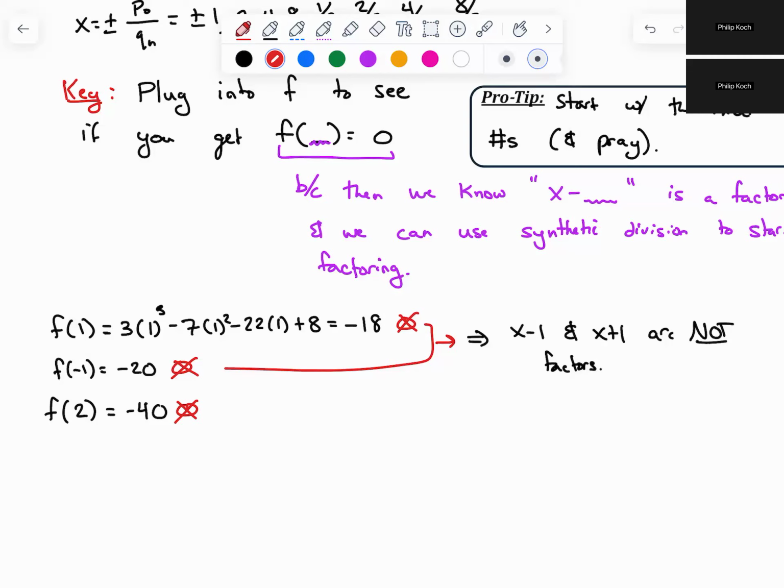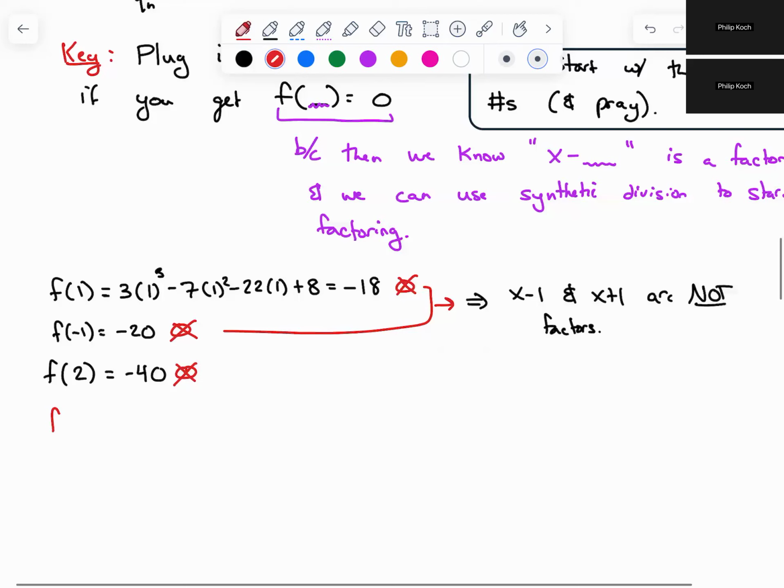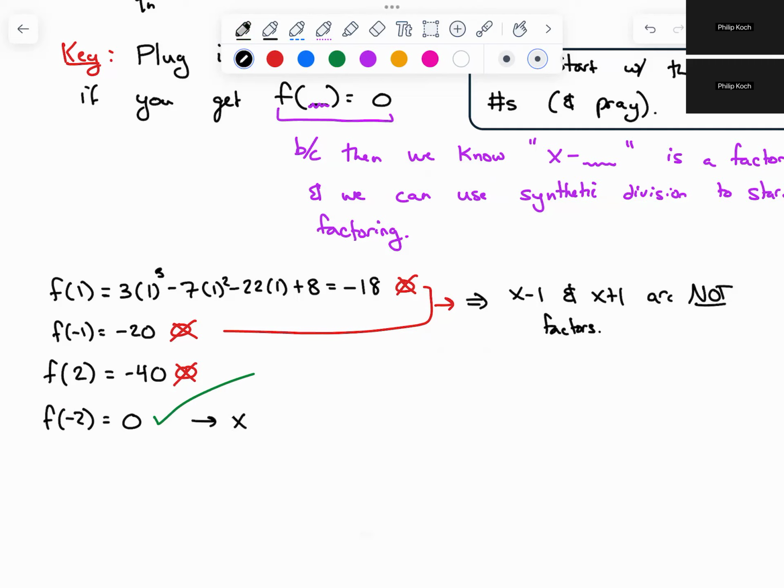Then we'll try negative 2. So I'll go back into it, put a negative sign in front. Back in the day, this was tedious as all get out. But I plug in negative 2 and I get 0. So I'm going back to the notes now and see f of negative 2. F of negative 2 equals 0. And we get to put a green check mark. That means that x minus negative 2 is a factor.